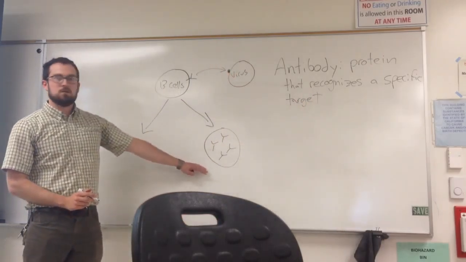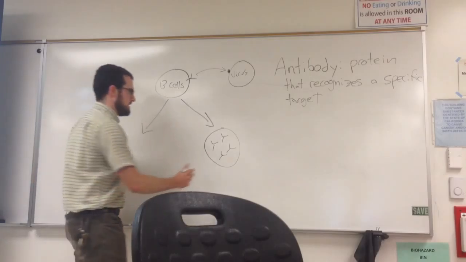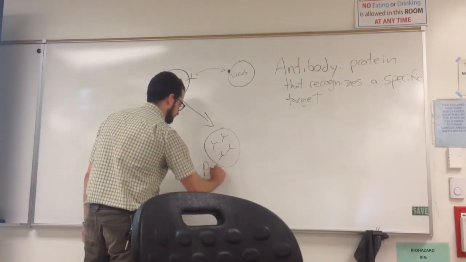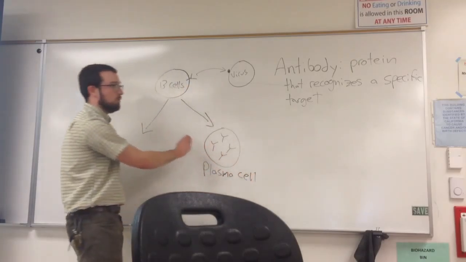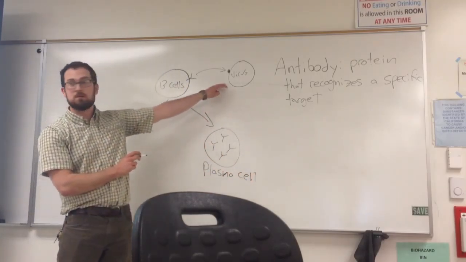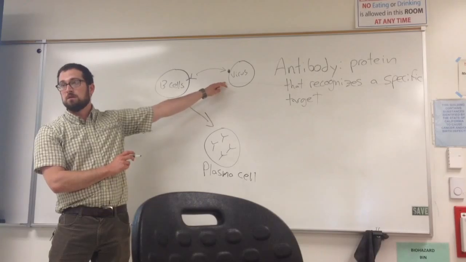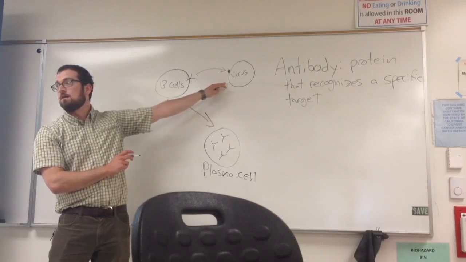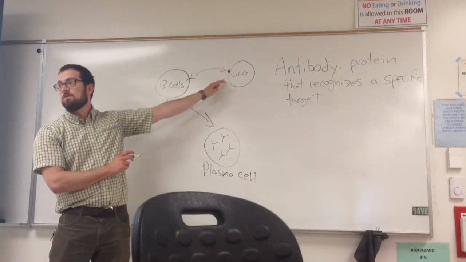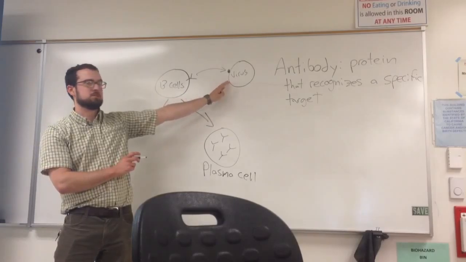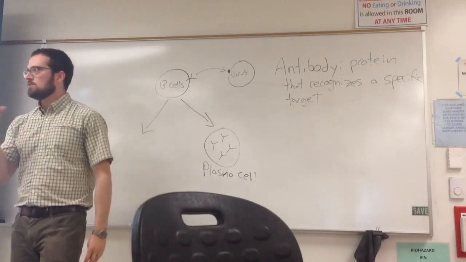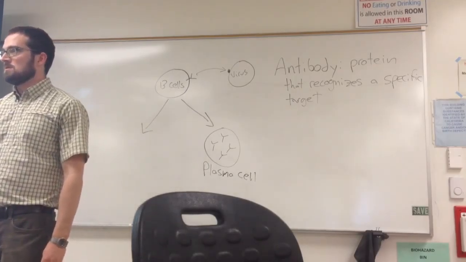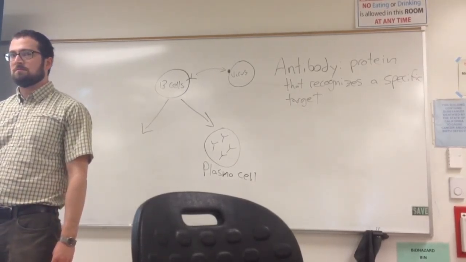And so this cell over here, which is called a plasma cell, is going to produce a whole bunch of these antibodies that recognize this specific virus, and it's going to spread that all over your body. And so anytime this antibody is next to a virus, it's going to bind to it, and that's going to alert the killer cells in your immune system to attack and destroy that virus.